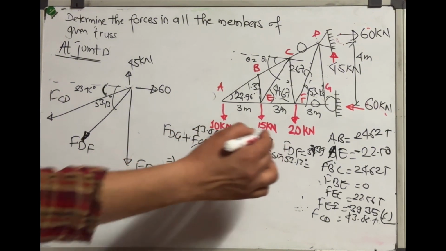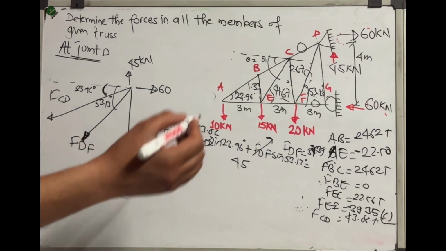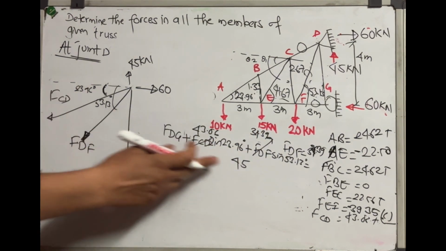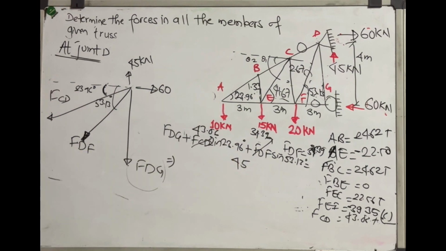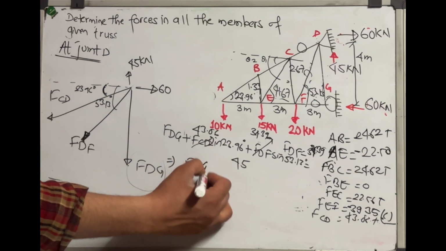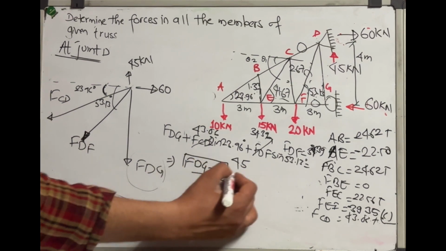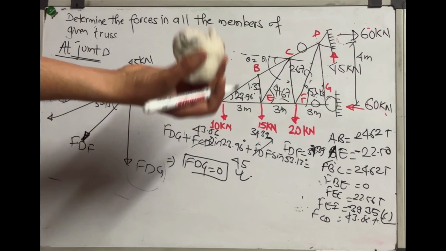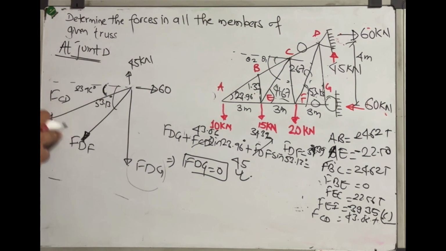Put the value of DF as 34.39. If you subtract it from 45, the value will come out to be 0. So the value of FDG will be 0. So you checked it twice, and this is absolutely correct. If you want to check the value of these two forces, or either of the forces, you can do that as well. This is for the checking purpose.